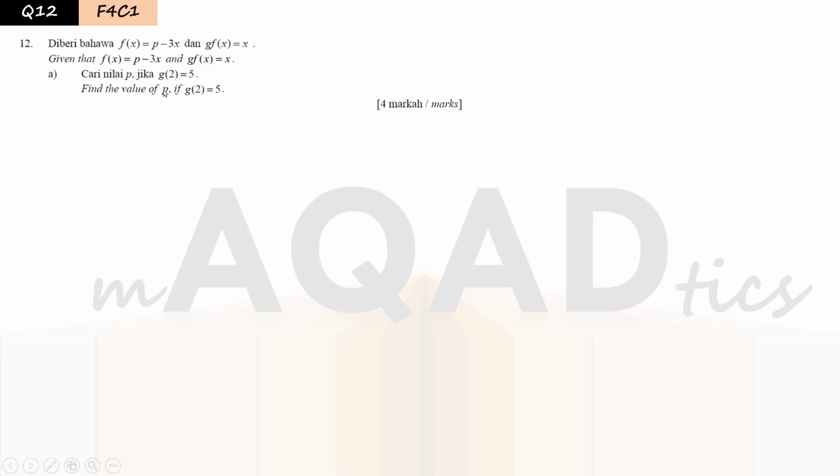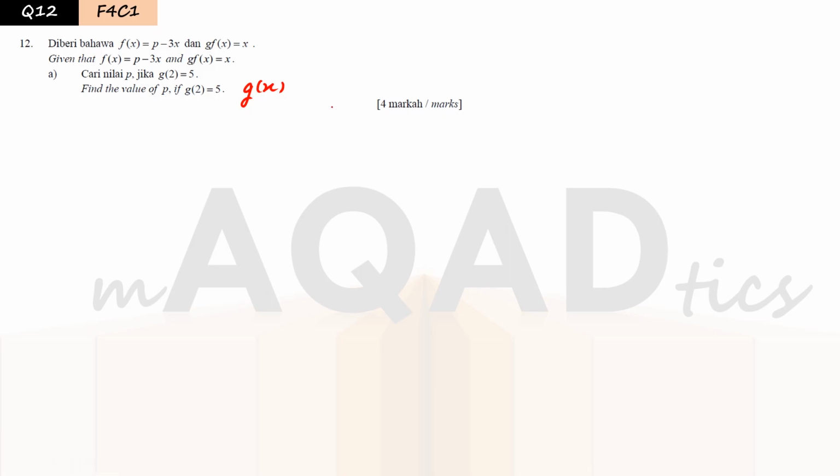If you want to find the value of p, first thing first, we need to figure out the function g of x, because this information uses function g, but it isn't given to us. So we need to figure out the function g of x first. But before we find g of x, you can see this information is a bit weird, because if I put x into f and g, it will give the same result.